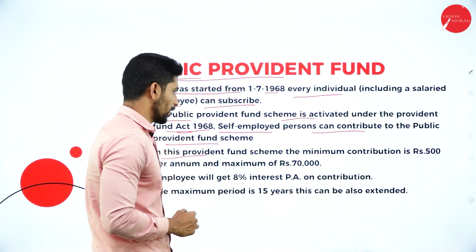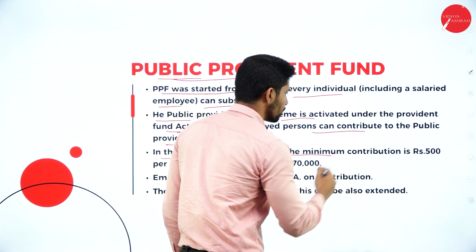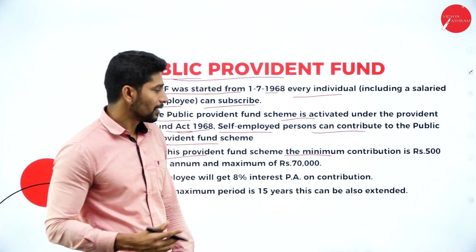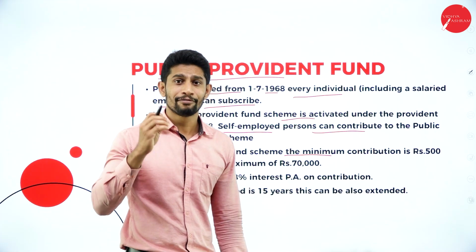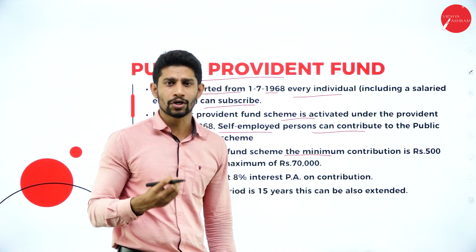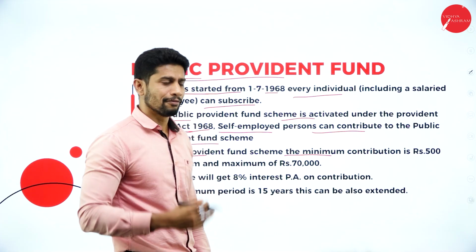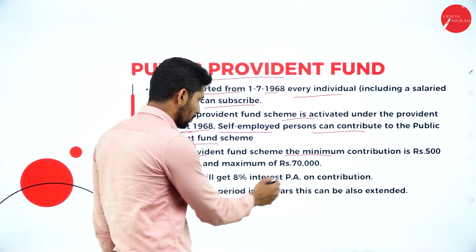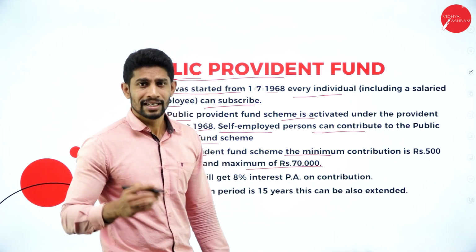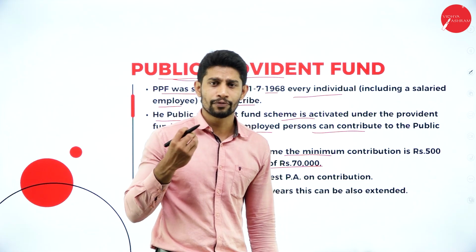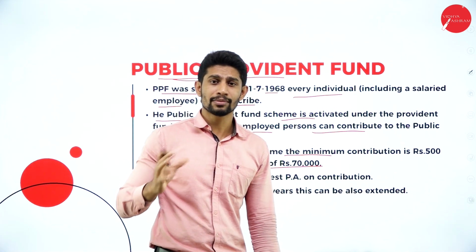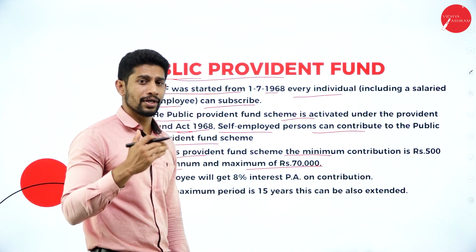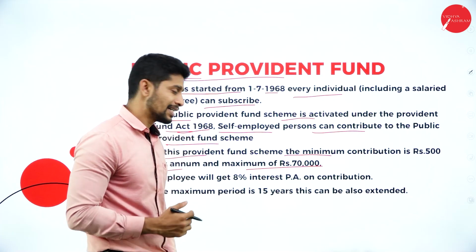In this provident fund scheme, the minimum contribution is 500 rupees. Every month you are supposed to contribute at least 500 rupees, or per annum, and the maximum is 70,000. That means in a year you are supposed to contribute at least 500 rupees, or the maximum amount of 70,000 rupees, in that particular year under the public provident fund scheme.